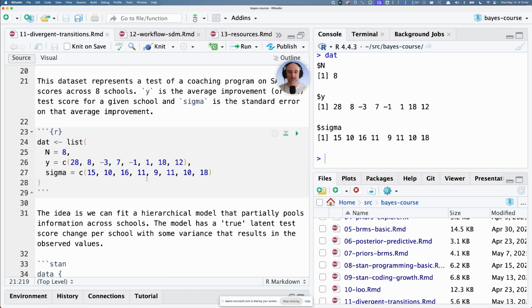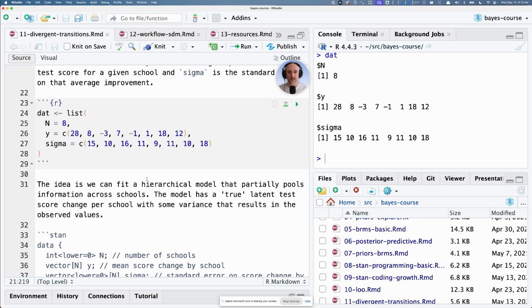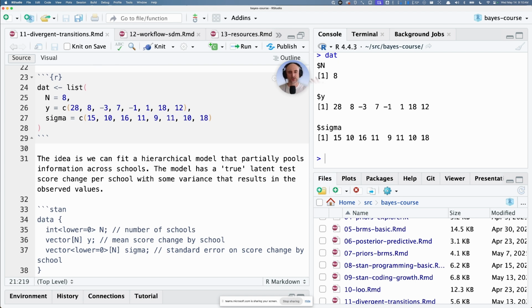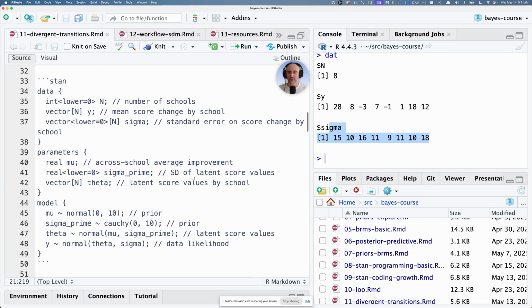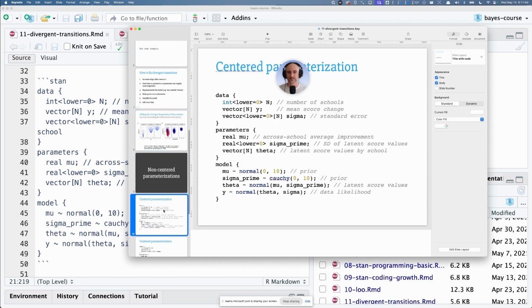So we can fit a hierarchical model that partially pools information across schools. And the typical model that's fit hierarchically basically has this true latent, so like unobserved true score for each school, of which this is an observation, based on the standard error that is given. And then there's some variance of those improvements across schools. So let's go back over to the slides where I've got a color-coded version of this model.